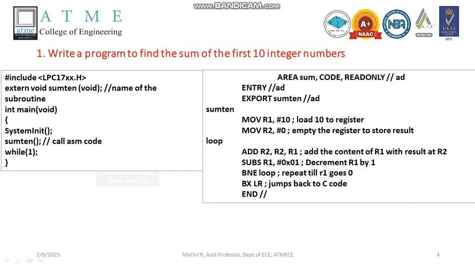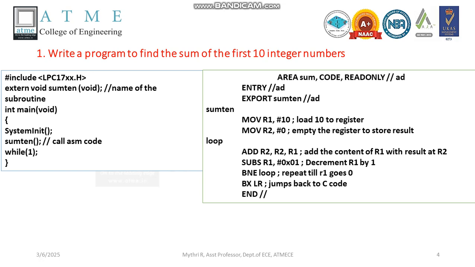Since we are finding the sum of the first 10 integers, we are loading 10 into our first register R1, and then to store the result we are also using the R2 register, which is initially 0. In order to add the integers, we add the first integer, that is 10, which is in R1, and R2 has 0, so 10 plus 0 will be added, and that hexa value will be stored in R2. This SUBS will decrement R1 by 1. So R1 was 10, now it is decremented to 9.